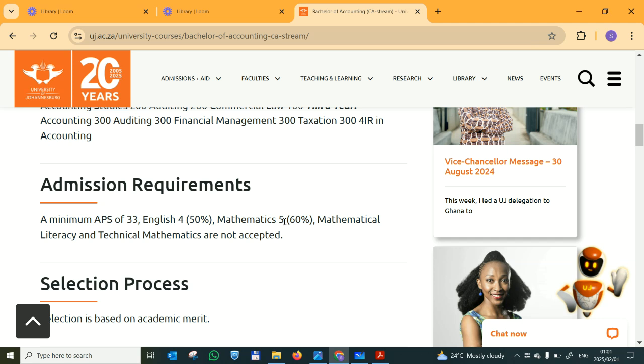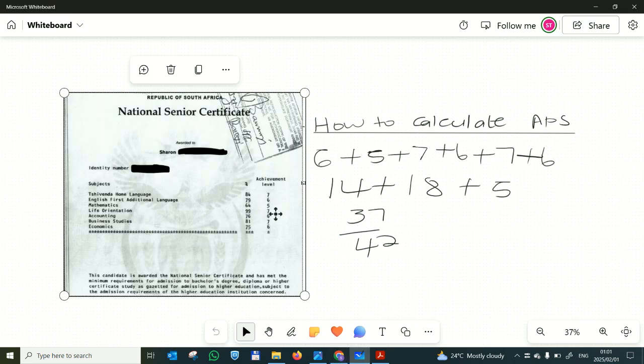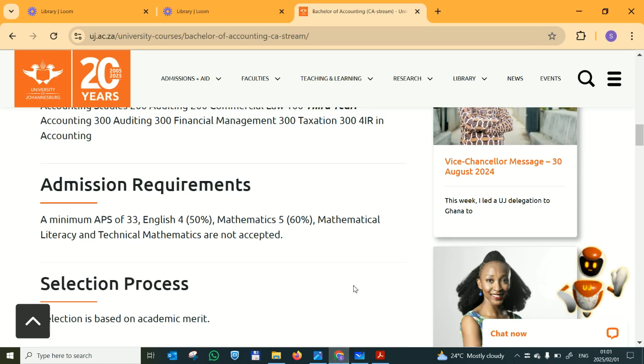And then for mathematics, they need a level 5. So let's go check my mathematics. My mathematics, we have a level 5. So I would qualify to go study at University of Johannesburg to study as a chartered accountant, but I will not qualify with the same results to go study at University of Pretoria to do the same qualification. So it is important for you to look into the requirements of all the universities that you want to apply to, get to know how much APS they're looking for, and the subjects, which most of the time will be 2 or 3.